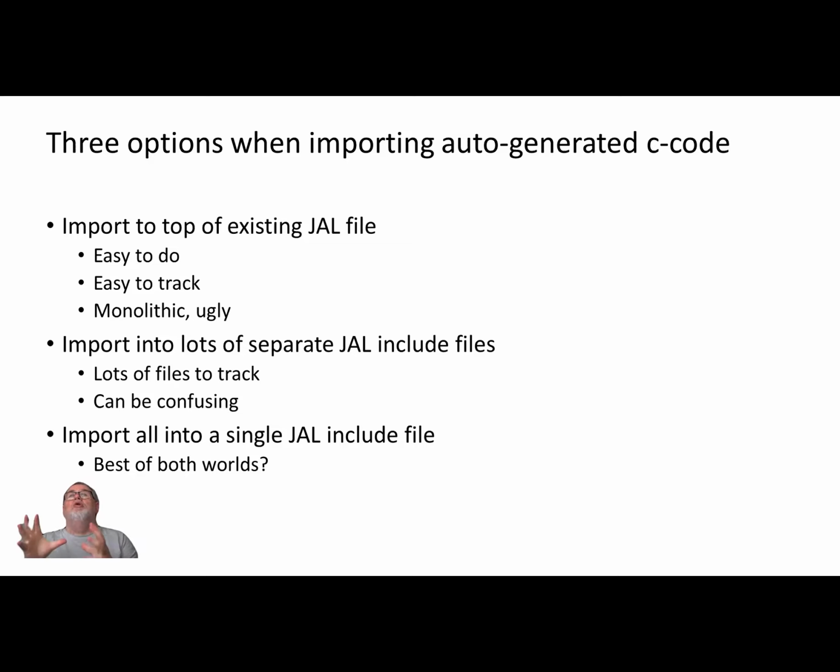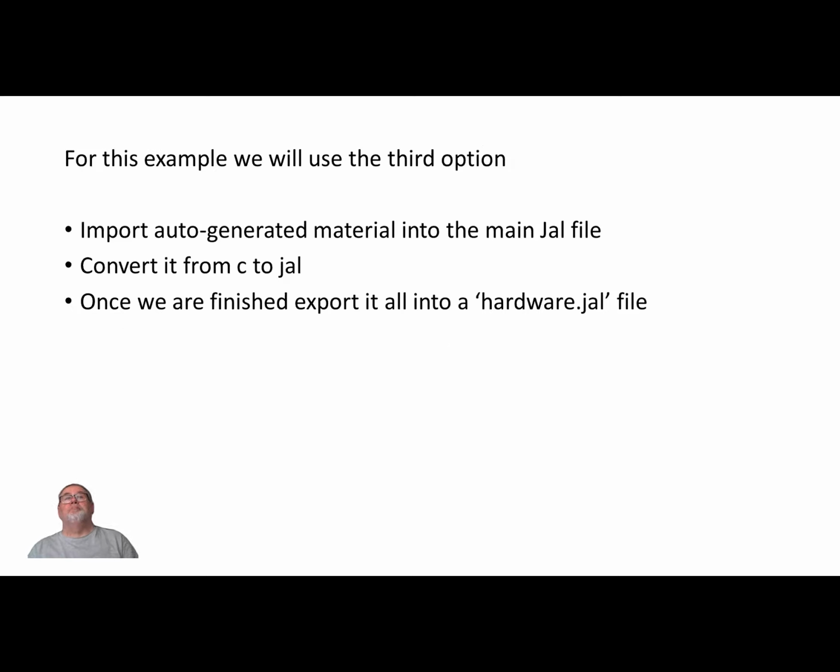So how about I include all the hardware stuff, all that nonsense that was just generated, in one JAL file? That way I get the best of both worlds. The JAL that I'm working on is clean, and all the stuff that I've just generated is kept in the one place. So that's what I intend to do. I'll take all the auto-generated stuff, put it in my JAL file, convert it from C to JAL, and once I'm finished, I'll export the whole lot back out into a separate JAL file.